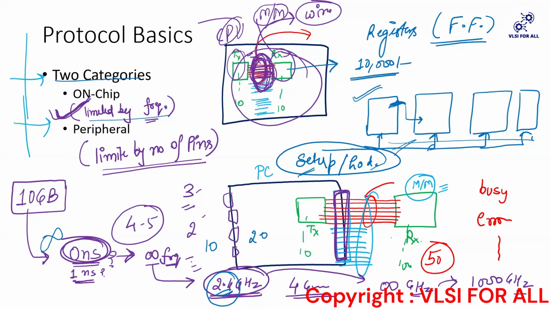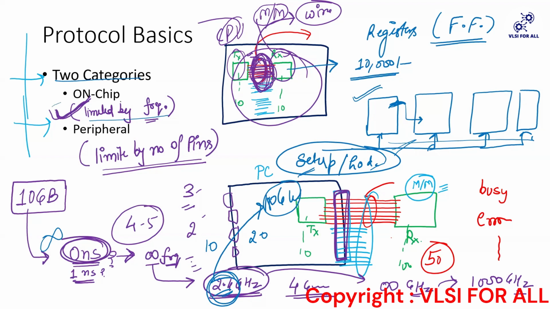You should not think that protocols are limited by frequency. The answer is no. Let's say I talk about AXI. AXI can work if there is a device that can work up to infinite frequency. You can transfer the data with AXI there also. And in future, if this 2.4 gigahertz increases to 100 gigahertz, at that time also you can apply the AXI protocol. So protocols are categorized based on that, but they are not limited. The reason for that I told you.